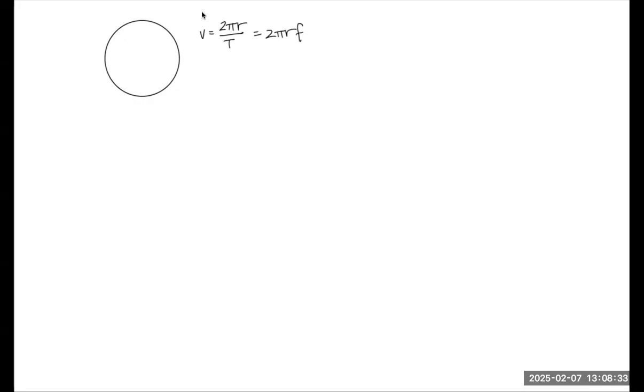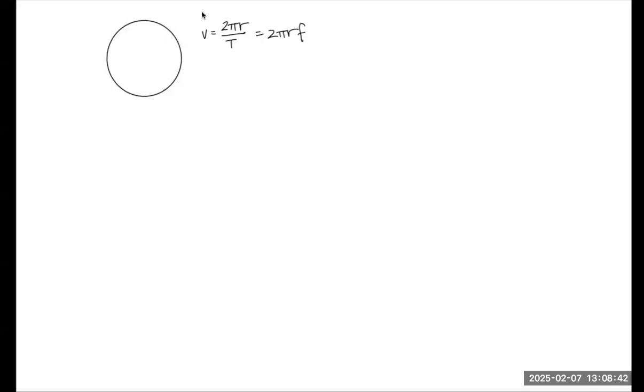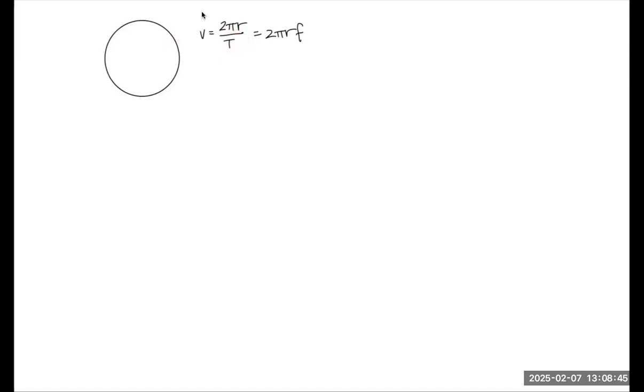And to remind you, this is the distance you're traveling when you go around the circle once. It's called the circumference. And the period is how long it takes to do that. So that first definition is just distance over time. The second one takes advantage of the fact that period and frequency, how many times you go around the circle each second, are reciprocals of each other. And so it just allows us, if we have different pieces of information, to do different things with them.